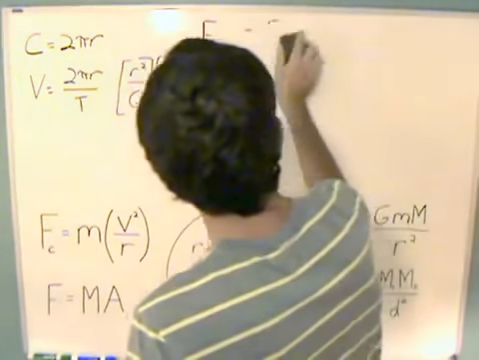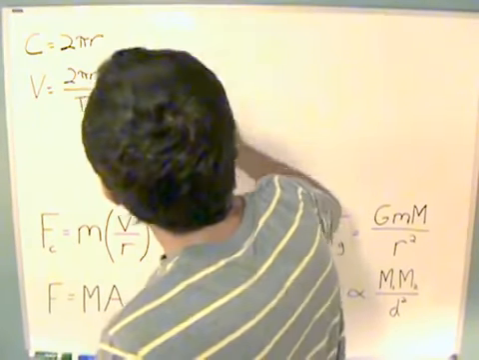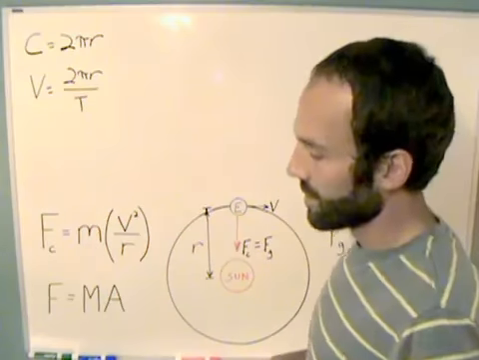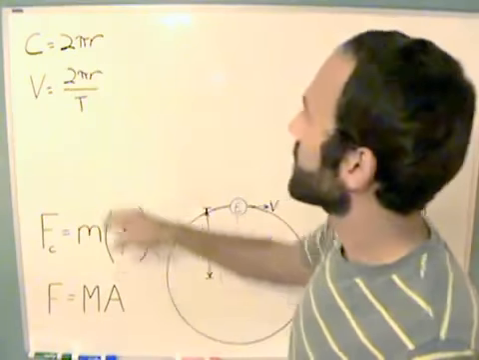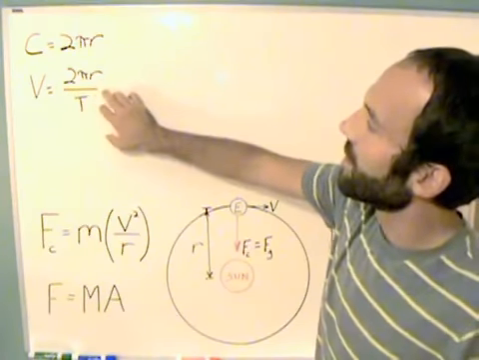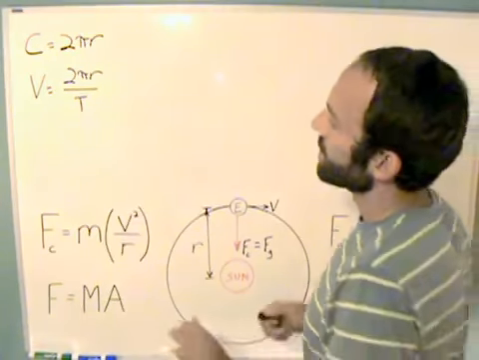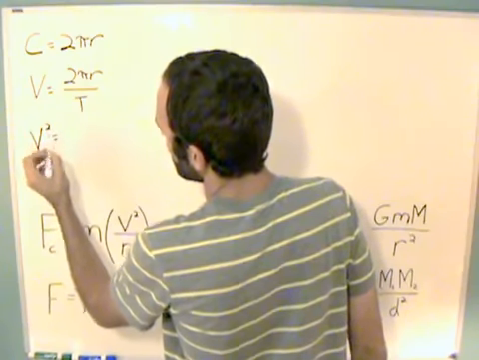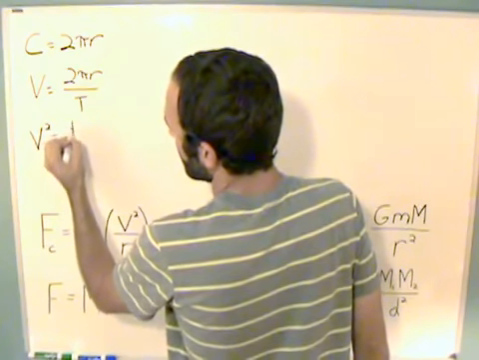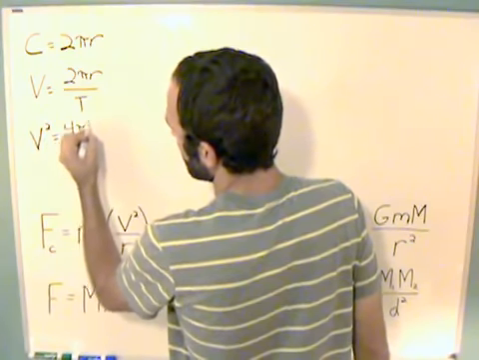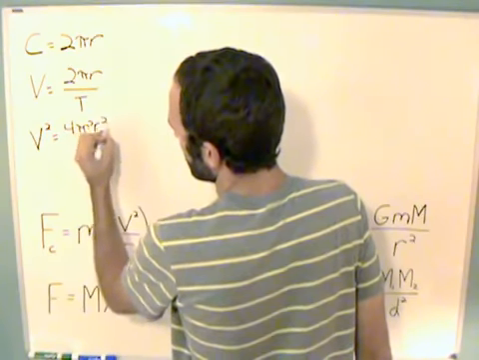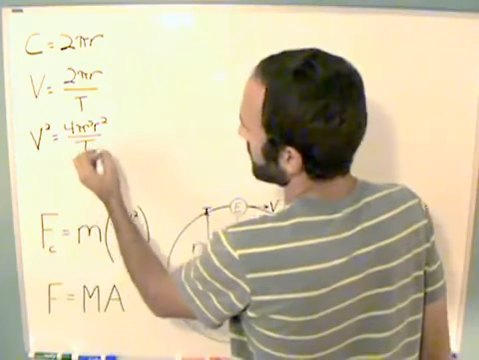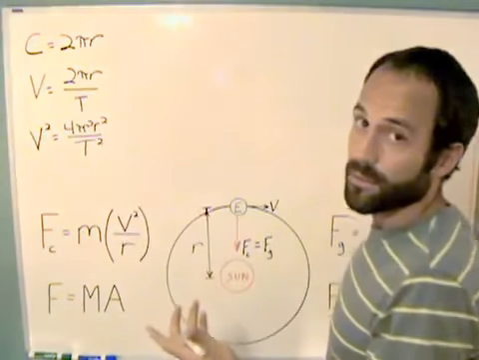Get that equation back up here. What people have realized though is that since V is equal to 2 pi r over the period, you can say V squared is equal to 4 pi squared times r squared over the period squared. See, it's just this times itself squared.